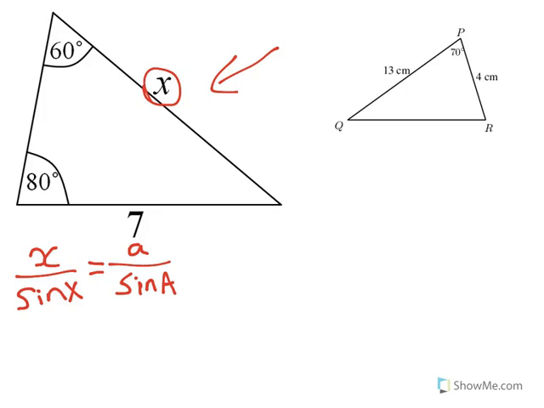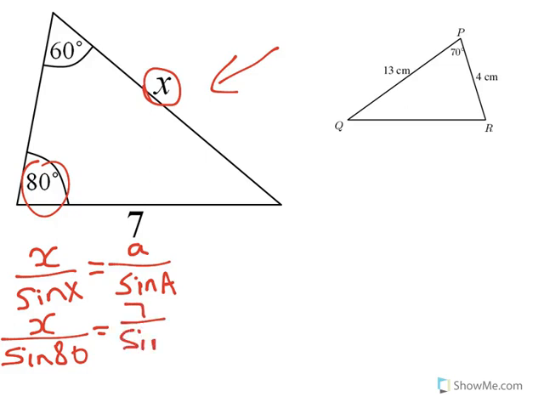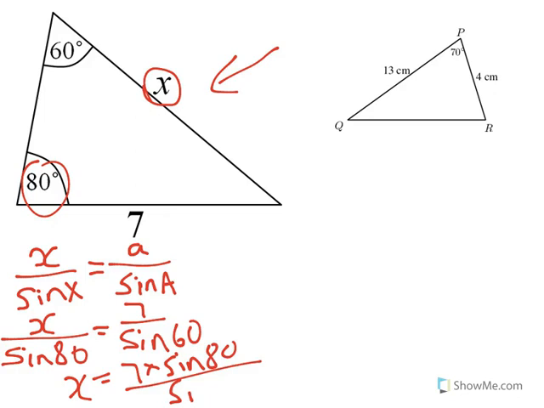Now x is the one I'm going to find, so I don't know what that is, but I do know the opposite angle to x, which is 80 degrees. So I'm going to put sine of 80 under there and make that all equal to, now side a is any other side with its opposite angle, so I'm going to put 7 over the sine of 60 there. Now I need to rearrange to get x on its own. So I'm going to say that x is equal to 7 times the sin of 80 all over the sin of 60. And when I put that into my calculator, I get the answer.